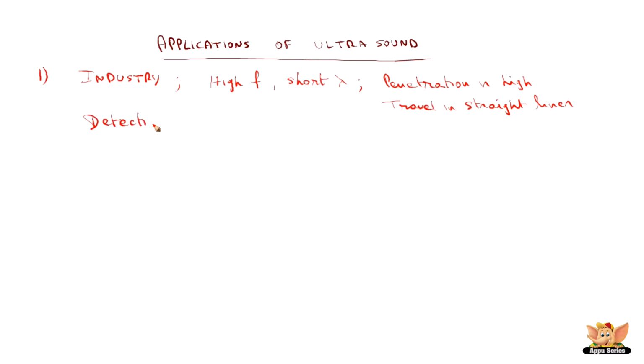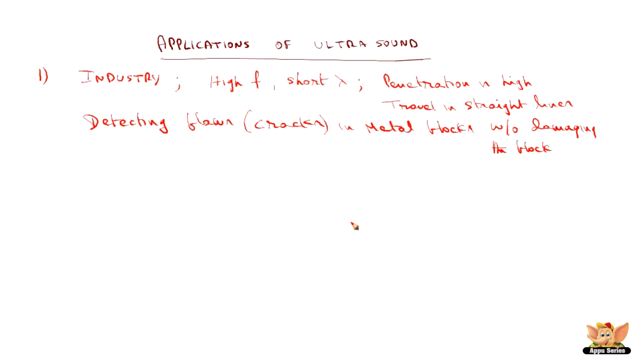So in industry and hospitals, they use it to detect flaws, for example flaws or cracks. Let us take the example of detecting flaws in metal blocks. They detect the flaws and they do not damage the blocks. That is the beauty of ultrasound, without damaging the block. The internal cracks reflect the ultrasound waves that fall on them.